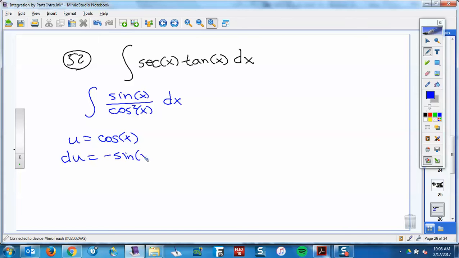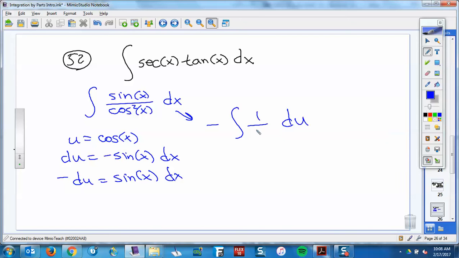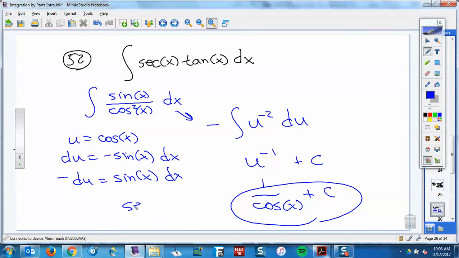Is negative sine x dx. Some of you maybe are already saying that there would have been something a lot easier here, and that's fine. But there's our sine x dx, so that's just our negative and our du. Then this is 1 over u squared, but that would be better written as u to the negative 2. So we raise that up 1 is negative 1. Divide by negative 1. We'll cancel that. This is just u to the negative 1, which is 1 over u, which is 1 over cosine. So this is 1 over cosine x plus c, which is the same as secant x plus c.